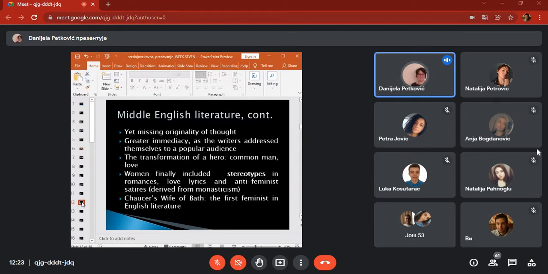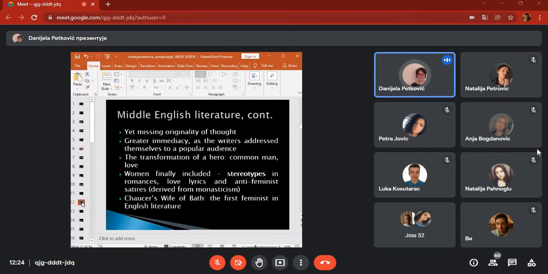So women, of course, are finally included, but even when they're included in those early examples in that transitional period, they're more stereotypes than proper, fully fledged characters. So there are stereotypes in romances, in love lyrics. You also have a very strong anti-feminist satire, which is derived from monasticism. So the Catholic Church is still very strong. It is still very powerful. So the struggles of women that appear occasionally, their voices and so on, are also countered by these anti-feminist satires.